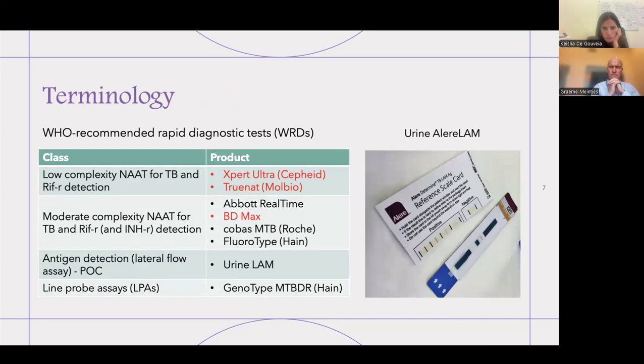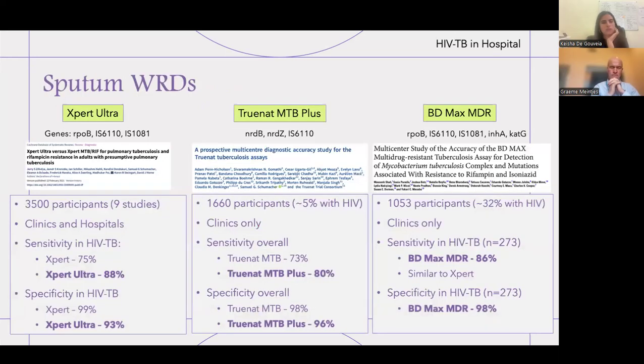So Xpert is a form of testing on sputum that we're likely familiar with. The Xpert initial cartridge has been available since around 2011, and then there was a move to Xpert Ultra in around 2017. In those with HIV, we know that the sensitivity is around 88% on sputum, and that specificity sits at around 93%.